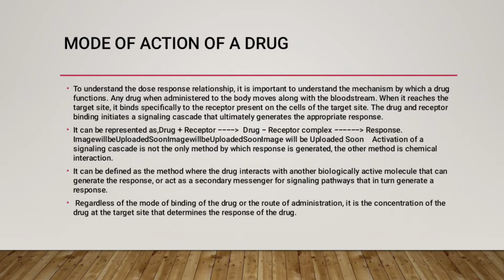Activation of the signaling cascade is not the only method by which the response is generated. The other method is a chemical interaction. It can be defined as a method where the drugs interact with another biologically active molecule that can generate the response or act as a secondary messenger for signaling the pathway that in turn generates a response, regardless of the mode of binding of the drug or the route of administration. It is the concentration of the drug at the target site that determines the response of the drug.